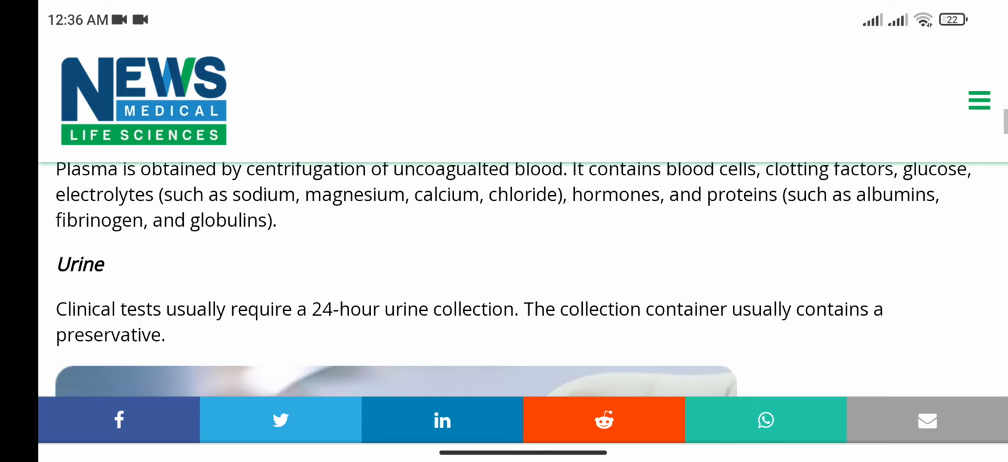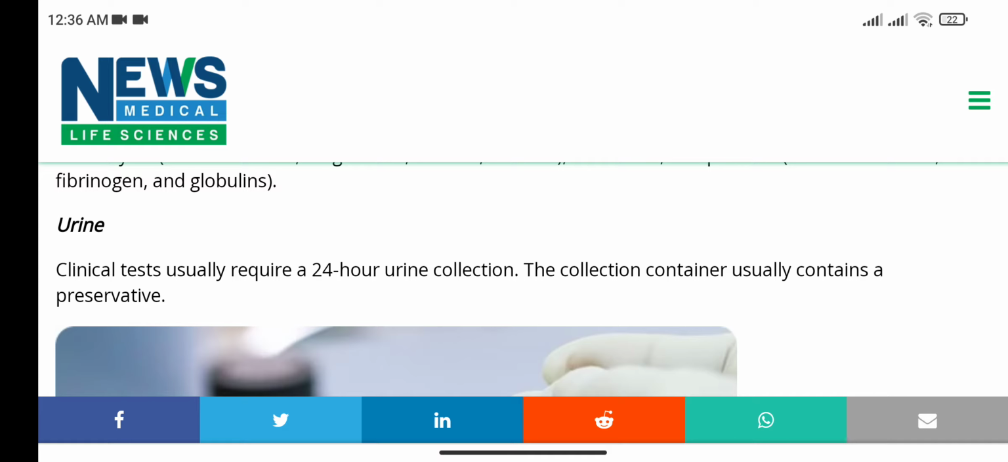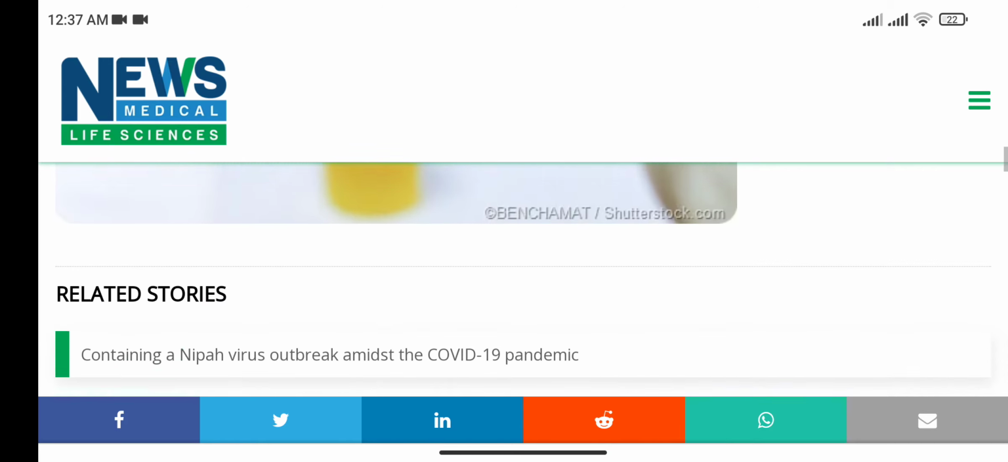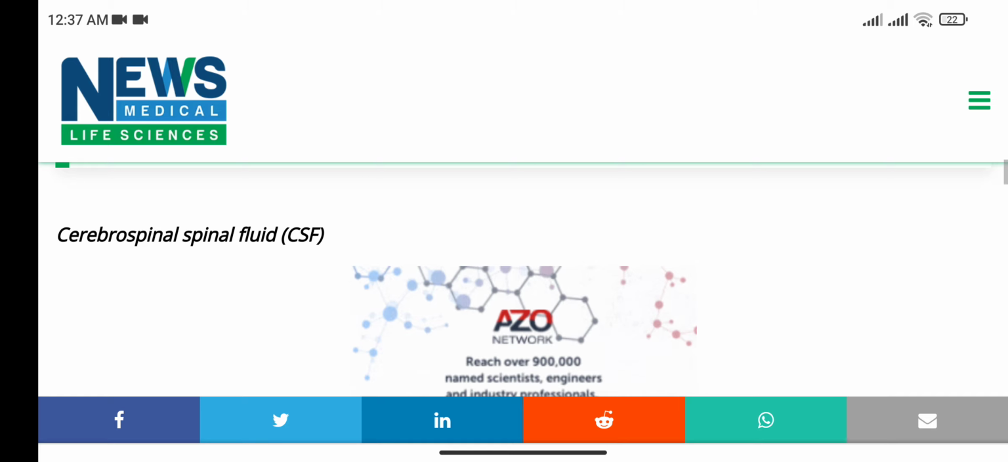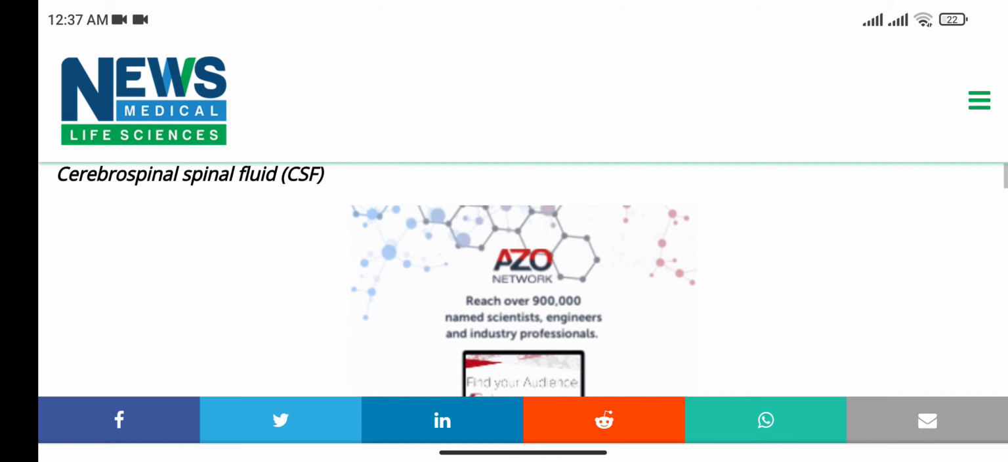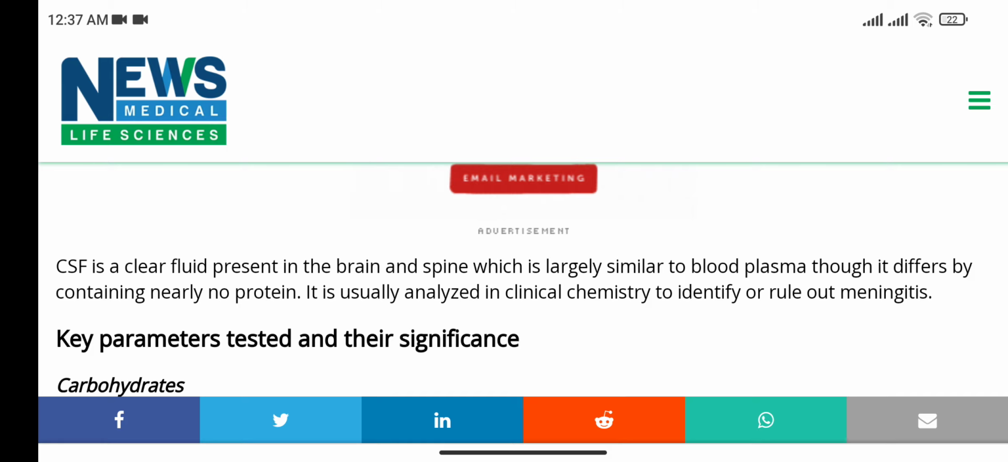Then the third specimen will be the urine sample. Clinical tests usually require a 24-hour urine collection. The collection container usually contains a preservative. Then the other specimen is considered as the cerebrospinal fluid. CSF is the abbreviation. CSF is a clear fluid present in the brain and spine, which is largely similar to blood plasma, though it differs by containing nearly no protein. It is usually analyzed in clinical chemistry to identify or rule out meningitis.